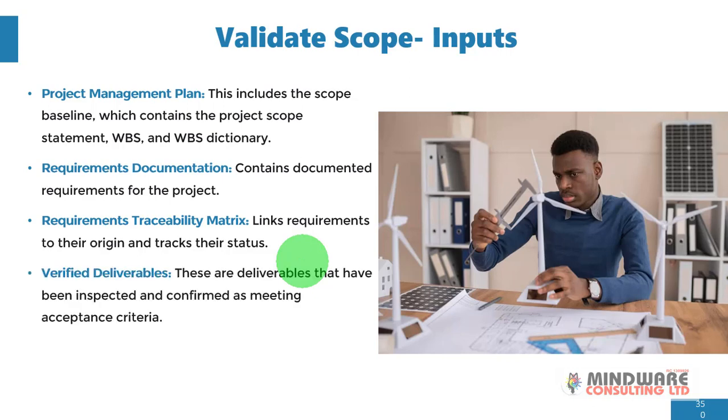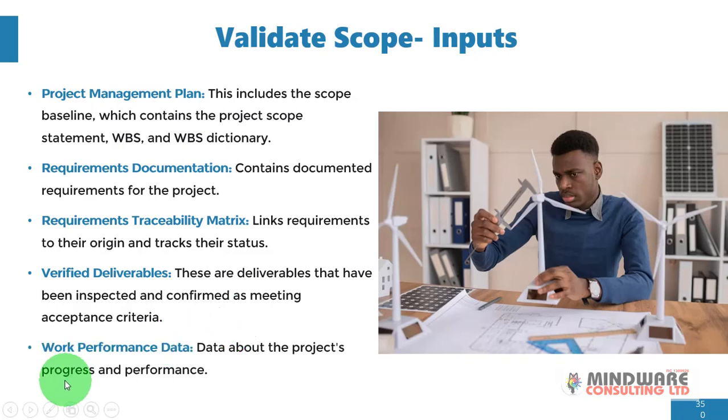Next is verified deliverables. These are deliverables that have been inspected and confirmed as meeting acceptance criteria. So when you have deliverables in each phase of a project, they need to be able to meet the acceptance criteria. Work performance data. This is data about the project's progress and performance. So those are the inputs in the validate scope process.